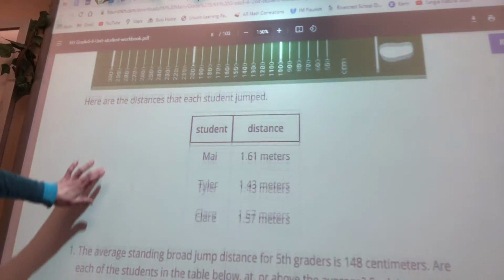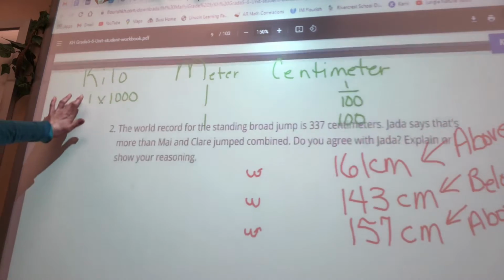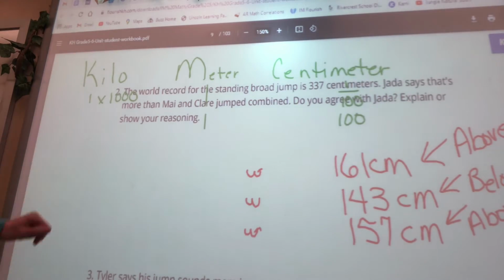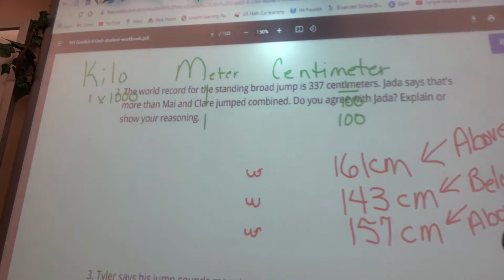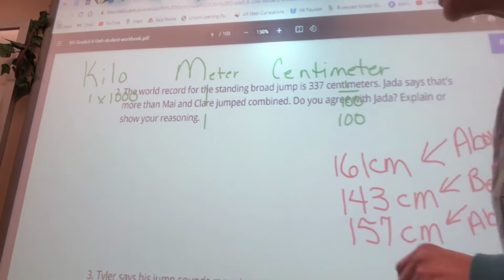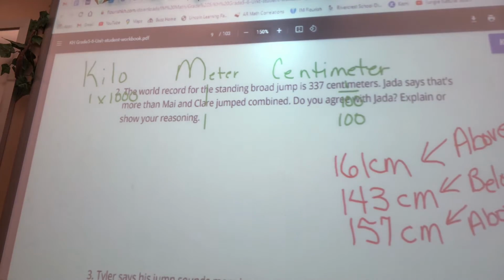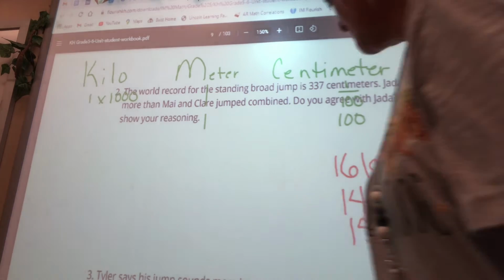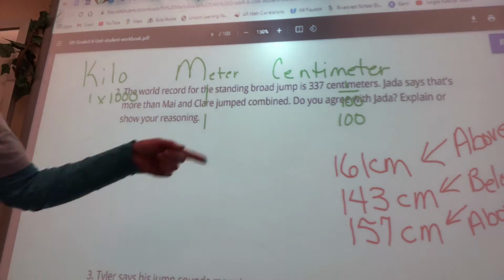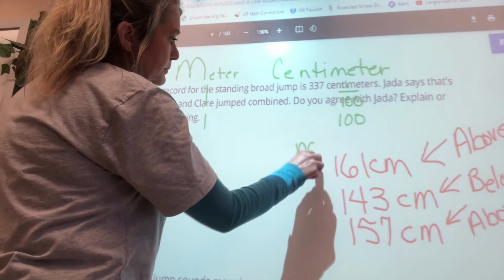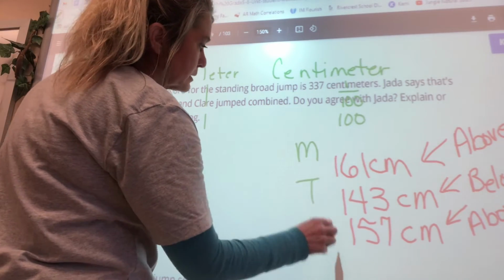Okay, on to the next question. We're going to leave this up here because we're still using it for question number 2. It says the world record for the standing broad jump is 337 centimeters. Jada says that's more than Mai and Claire jumped combined. Do you agree with Jada? Okay, let's look. If we look at Mai, this was Mai, this was Tyler, and this was Claire.